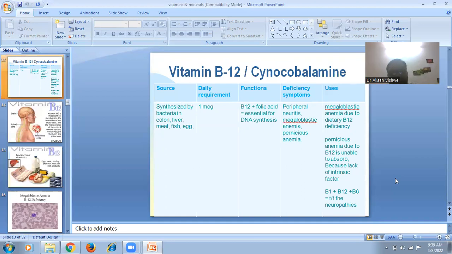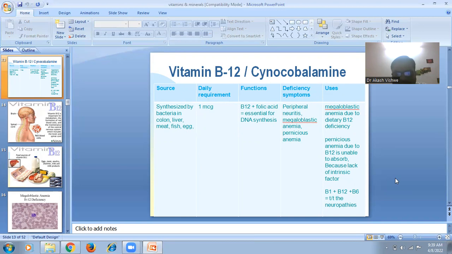Now, we have the last vitamin of the vitamin B complex category. So now we have vitamin B12, known as cyanocobalamin. The sources of cyanocobalamin are liver, meat, fish, and egg, and it can be synthesized by the bacteria in the colon. The daily requirement of cyanocobalamin is 1 microgram.